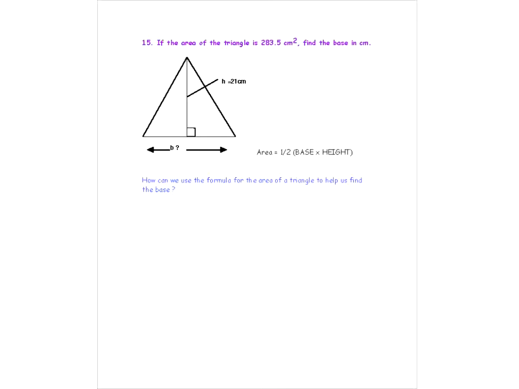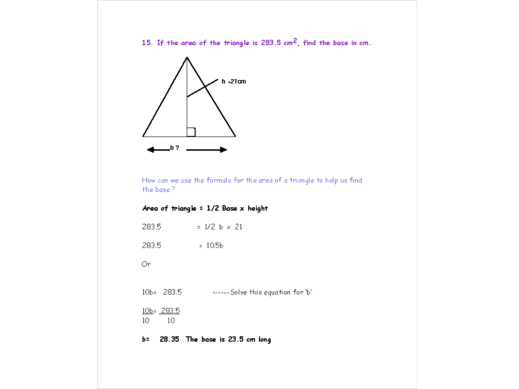Right on. Okay, so the next one says if the area of the triangle is this area, find the base. So this time they're giving you the area, and you need to use the formula to find the base. Area equals 1/2 base times height. How are we going to use this formula to find the missing base? We plug in the information we know, and then we figure out the information we don't know, which is the base. So area of triangle equals 1/2 base times height.